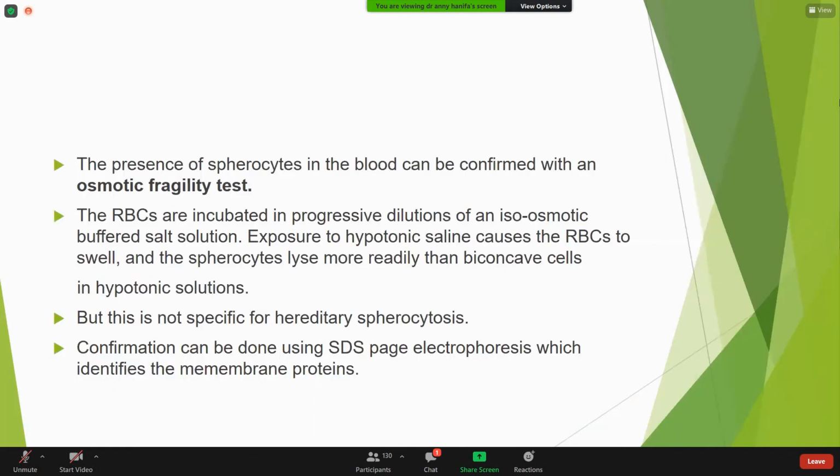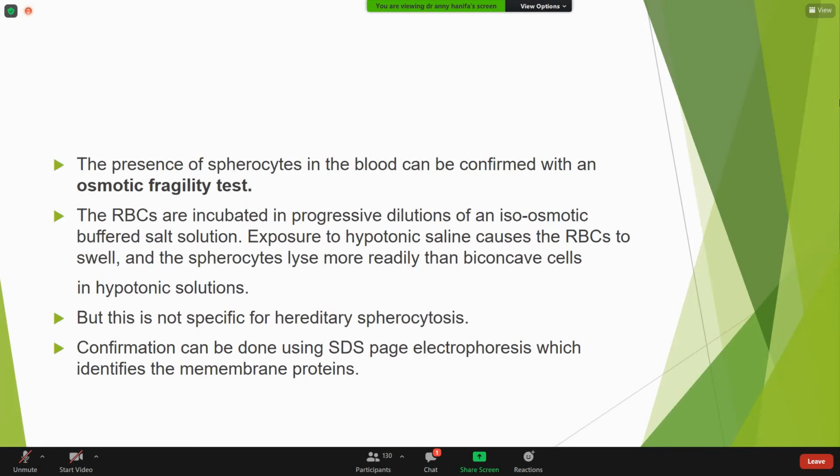The presence of spherocytes in the blood can be confirmed with an osmotic fragility test, which is diagnostic for HS, and the RBCs are incubated in progressive dilutions of an isoosmotic buffered salt solution, and exposure to hypotonic saline causes the RBCs to swell. Now, what happens?